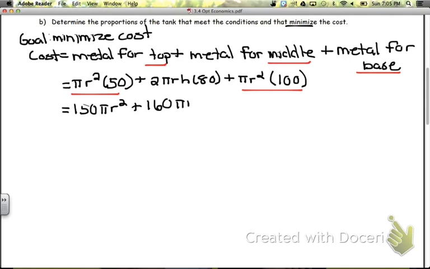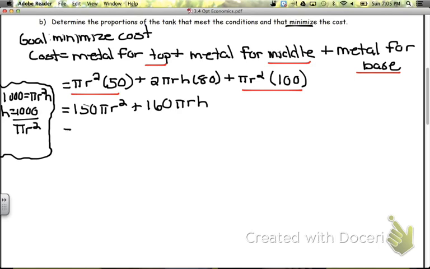160 pi r h. Now from before, when we were talking about putting a restriction on our domain, we had 1,000 equal to our pi r squared h. Now this is just a little side note here for you guys. When we do that in terms of h, the reason I'm doing this is because I want to be able to collect some terms here. So we can have this in terms of h. We only want one unknown variable, so our h would be equal to 1,000 divided by pi r squared.